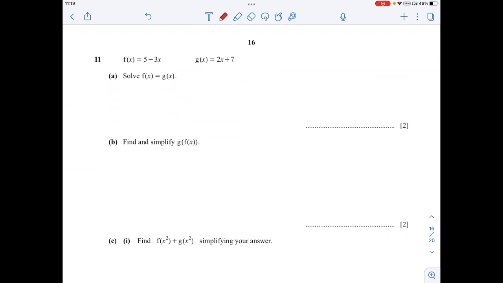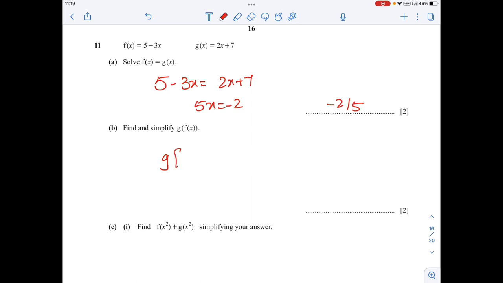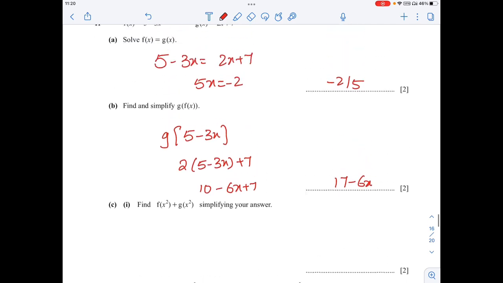Question number 11. Solve f of x equals g of x. 5 minus 3x equals 2x plus 7. 5x equals negative 2. x equals negative 2 upon 5. g of f of x. g of f of x is 5 minus 3x. Then plug in 5 minus 3x in this one. So in g, it becomes 10 minus 6x plus 7, which is 17 minus 6x.